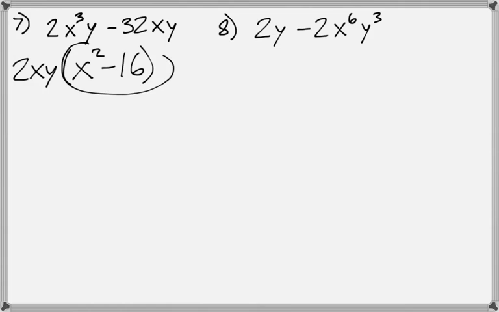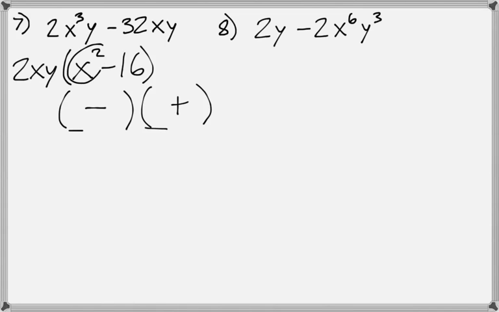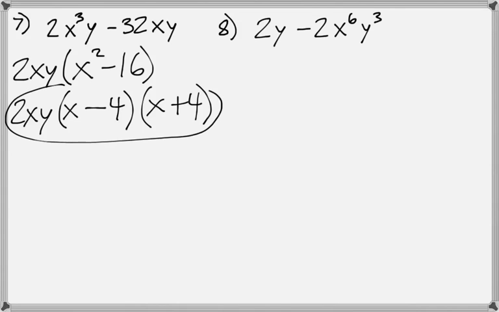But this is a difference of squares, so I'm going to put my two parentheses, a minus and a plus, and minus and a plus. In the first two slots, what times itself gives you x squared? That'll be x. And in the second two blanks, what times itself gives you 16? And that would be 4. And I cannot forget to bring down my 2xy. And that would be my final answer.